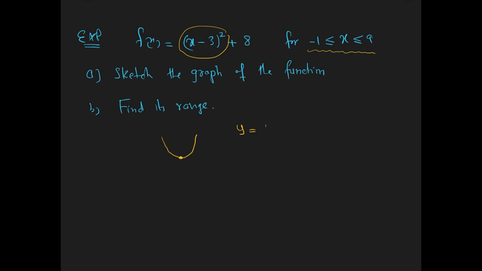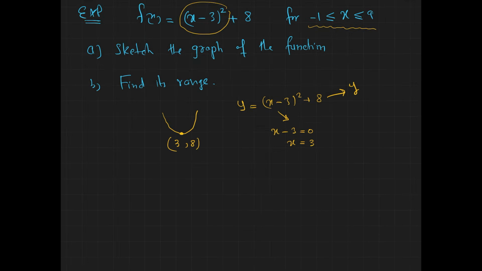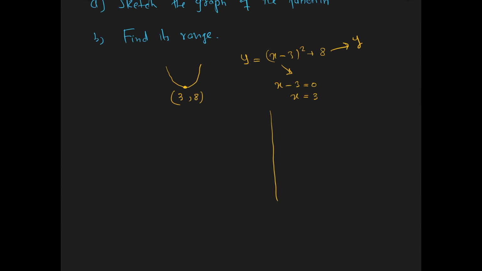So y is equal to (x minus 3) whole squared plus 8. This is the y value of the vertex, and from here we can get the x value. x minus 3 equal to 0 gives us x equal to 3. So the vertex is at 3 and 8. If I now sketch the curve, 1, 2, 3, and somewhere at 8, this is the vertex, and we can have the curve like that.